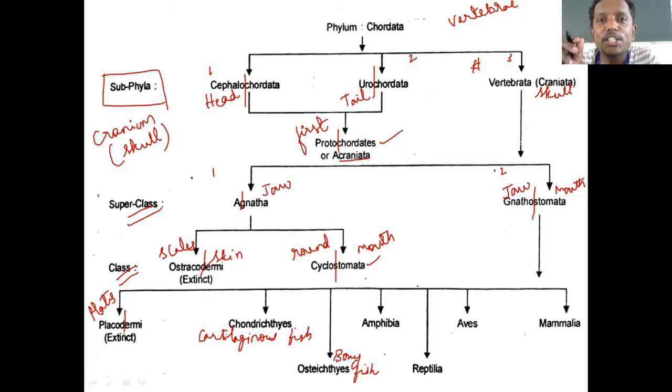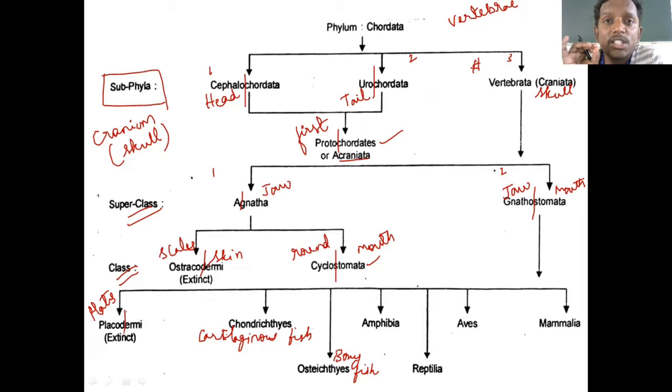The English name of chondrichthyes is cartilaginous fish. What does it mean? The endoskeleton, the bones inside its body, we don't use the word bone. The endoskeleton is made up of cartilage. What is this cartilage? Cartilage means the soft bone. Okay, your ear, you can see this one.